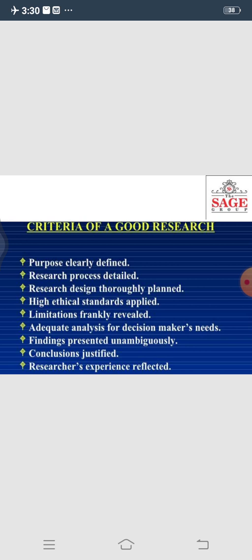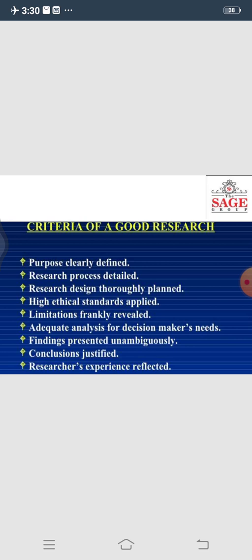Here I am not interested in why they are choosing Coca-Cola or why they are choosing Pepsi. I am just interested in knowing what they are drinking. So my questionnaire will be directed accordingly. Then the research process should be detailed, and it should be decided beforehand. Only then will we be able to proceed further. Research design should be thoroughly planned, as we have discussed. What is research design? That we'll do in our coming classes.